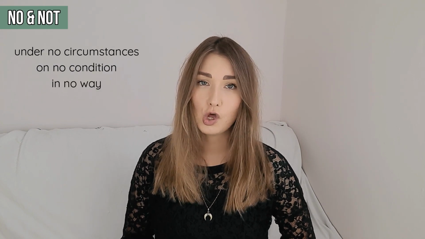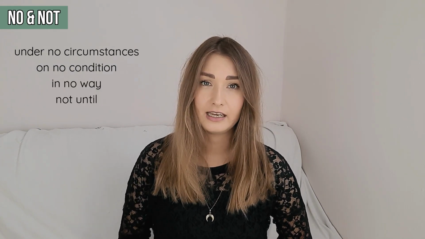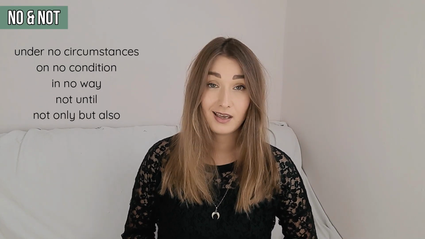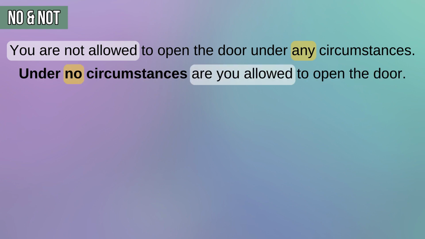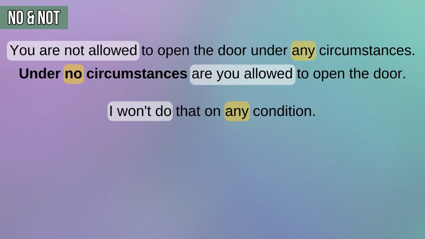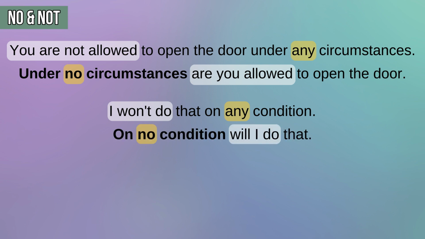In the final part of this video, I'm going to talk about phrases containing no and not. These phrases include under no circumstances, on no condition, in no way, not until, and not only but also. Here are some examples. You are not allowed to open the door under any circumstances. Under no circumstances are you allowed to open the door. I won't do that on any condition. On no condition will I do that.